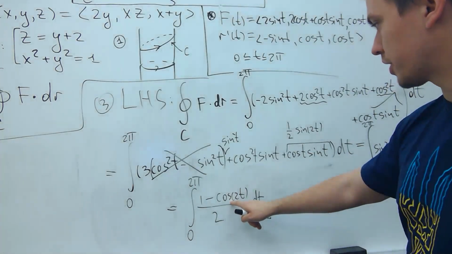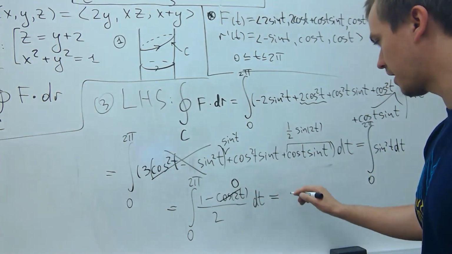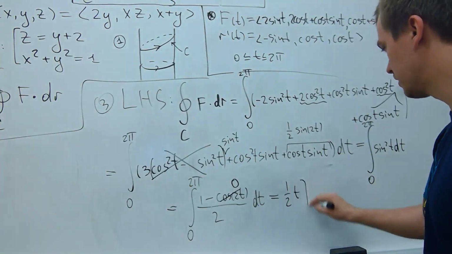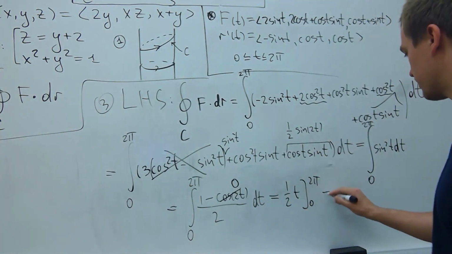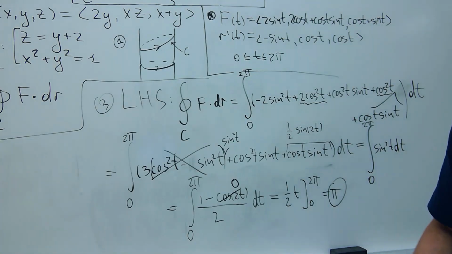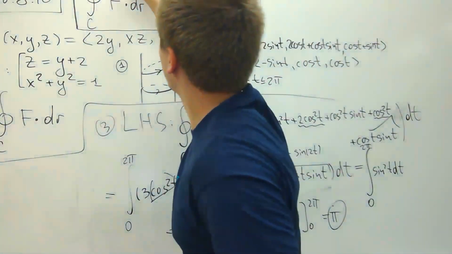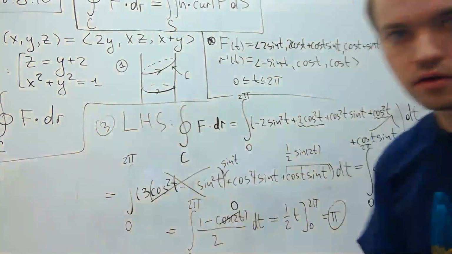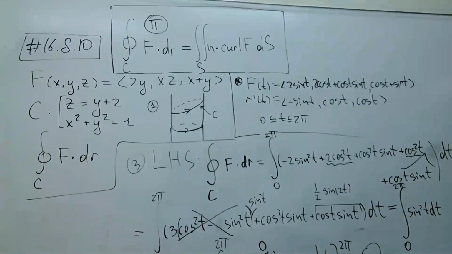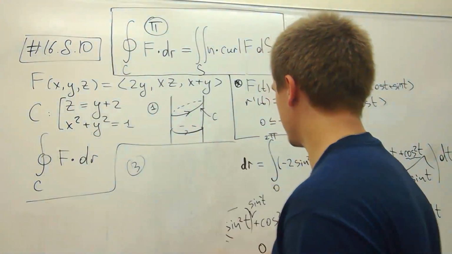And by the same reasoning as before, this integral will give me 0. So the only thing I'm left with is 1/2 t from 0 to 2 pi, so it equals pi. So the left-hand side equals pi. Let's put this value over here. Okay, so we computed the left-hand side.